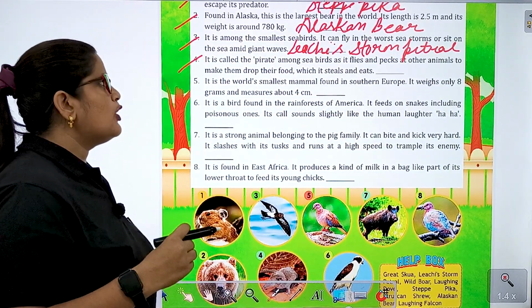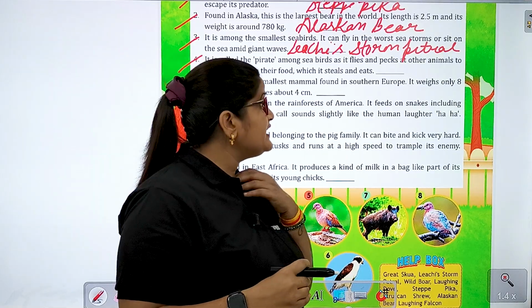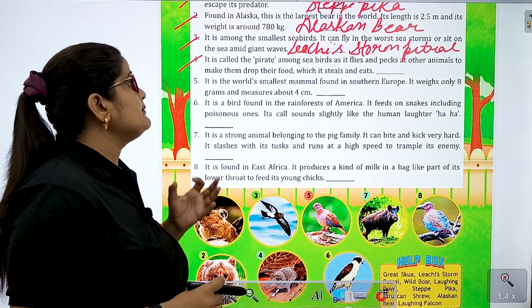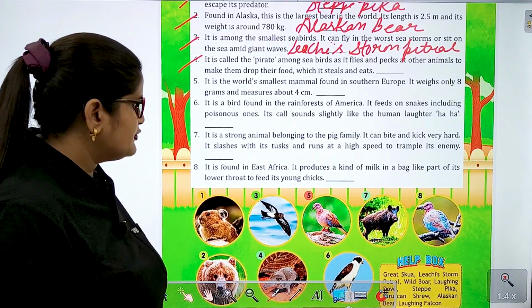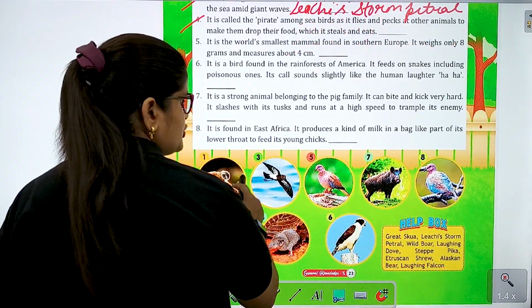It is called the pirate among seabirds as it flies and pecks at other animals to make them drop their food, which it steals and eats. So number 4 is Etruscan shrew.